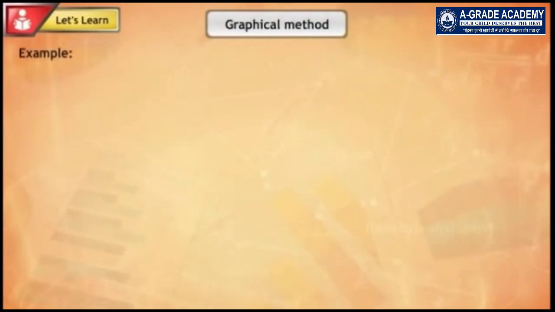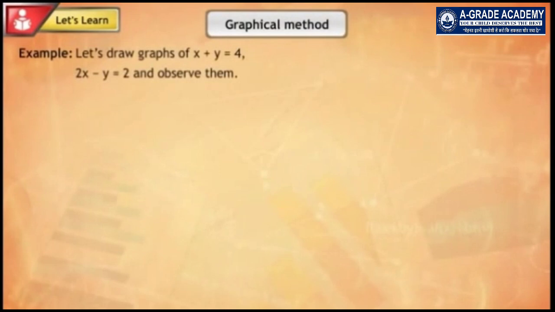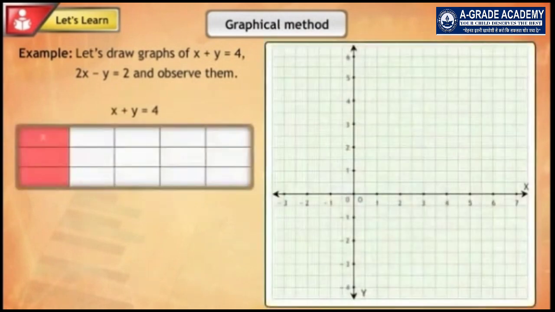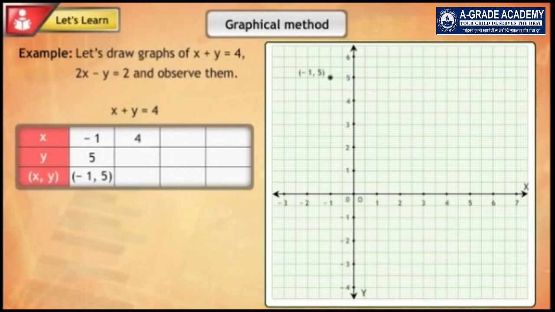Let's learn. Graphical method. Example. Let's draw graphs of x plus y is equal to 4 and 2x minus y is equal to 2 and observe them. x plus y is equal to 4. x is minus 1, y is 5, (x, y) is (minus 1, 5). x is 4, y is 0, (x, y) is (4, 0). x is 1, y is 3, (x, y) is (1, 3). x is 6, y is minus 2.